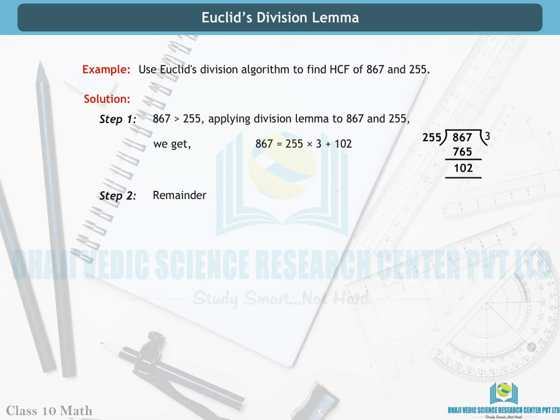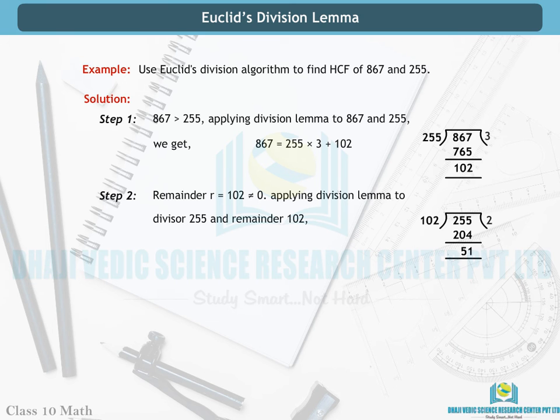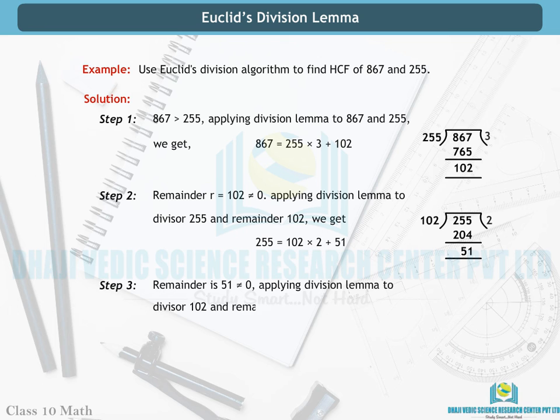According to Euclid's division lemma, r = 102, which is not equal to 0. So again apply the division lemma to the divisor 255 and remainder 102, and we get 255 = 102 × 2 + 51. Step 3. Remainder is 51, which is not equal to 0. So again apply the division lemma to divisor 102 and remainder 51, and we get 102 = 51 × 2 + 0.